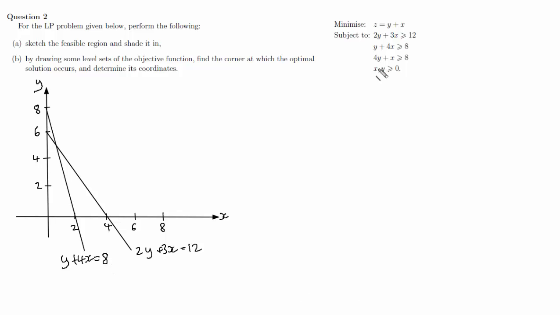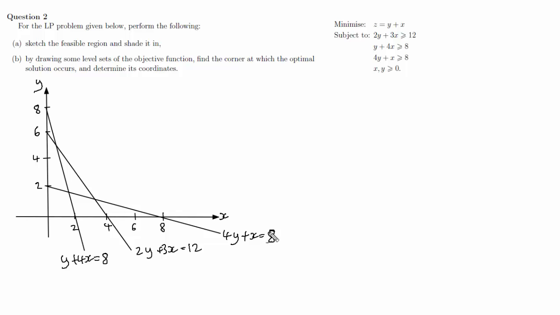This question has some nice symmetry. We have 4y plus x equals 8. So y equals 2 and x equals 8. 4y plus x equals 8.